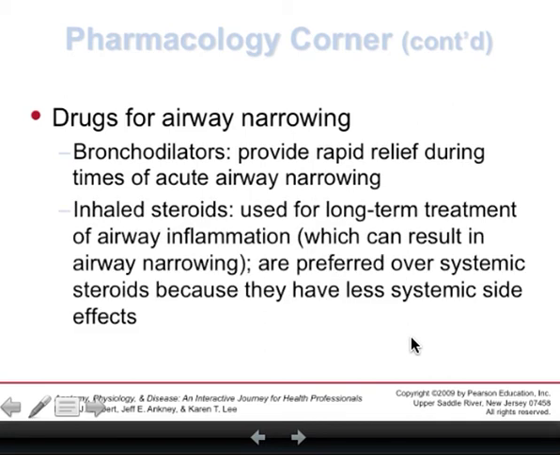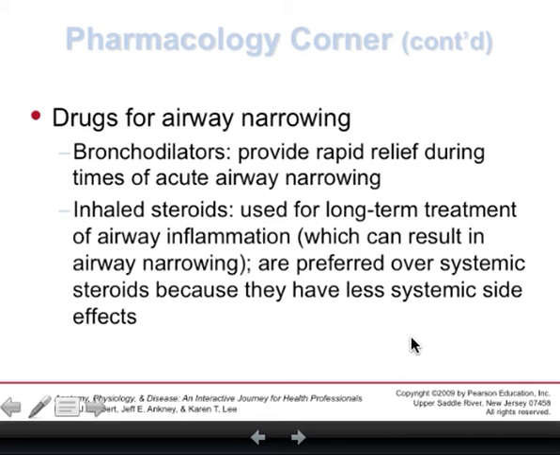Inhaled steroids can also be used as an anti-inflammatory for long-term treatment of airway inflammation. And this can sometimes result in airway narrowing. Again, with inflammation, you always associate edema, swelling, and as a result, occlusion of the upper airway. These treatments are preferred over systemic steroids because they have less systemic side effects. Again, long-term use of systemic steroids can suppress the immune system and leave you open for infection, and that's something we want to avoid at all costs.